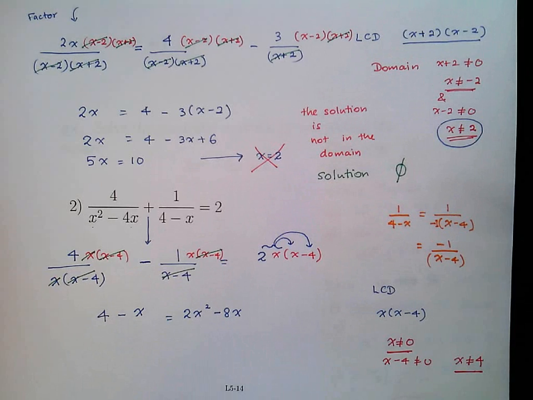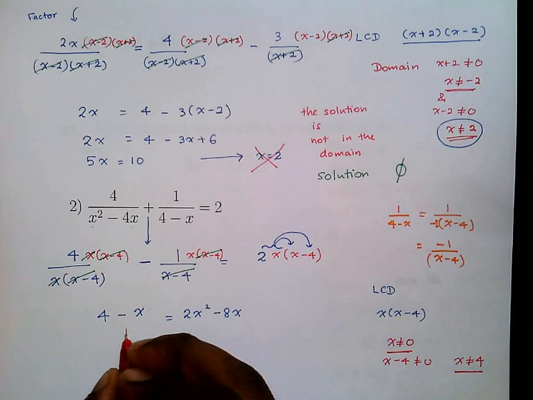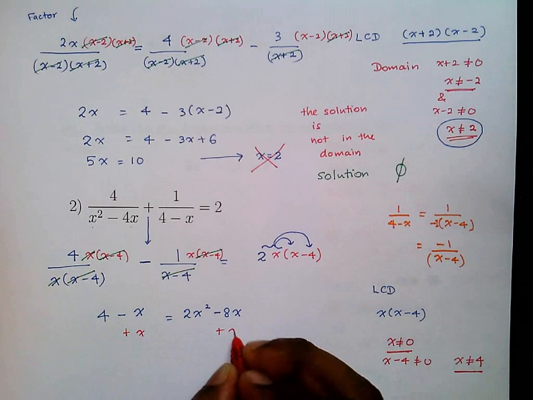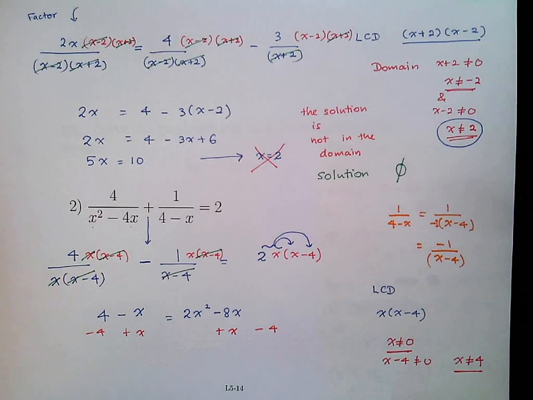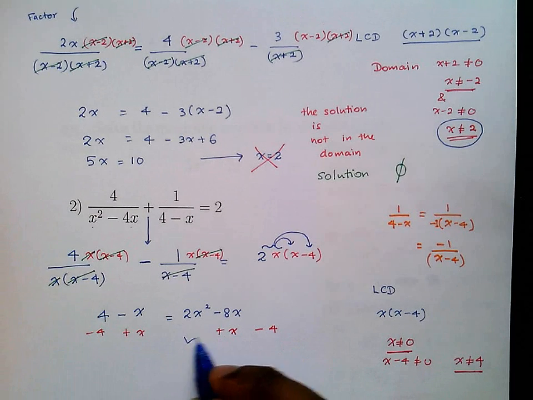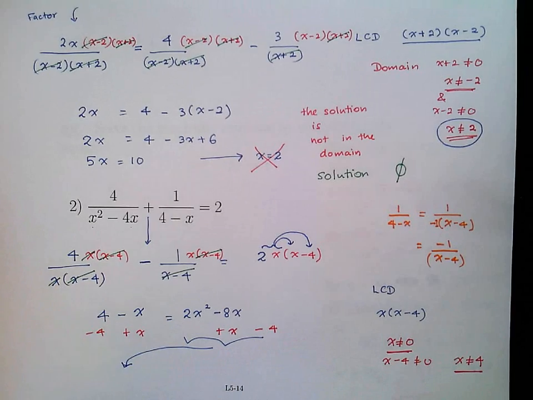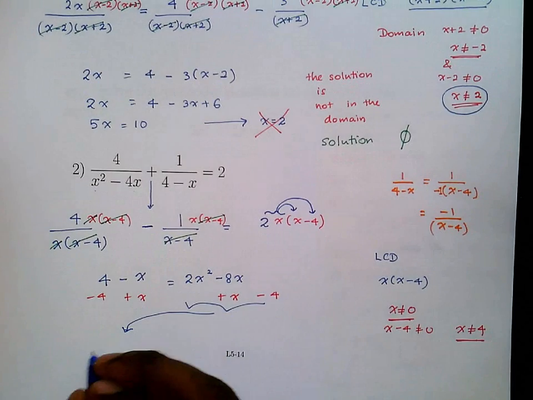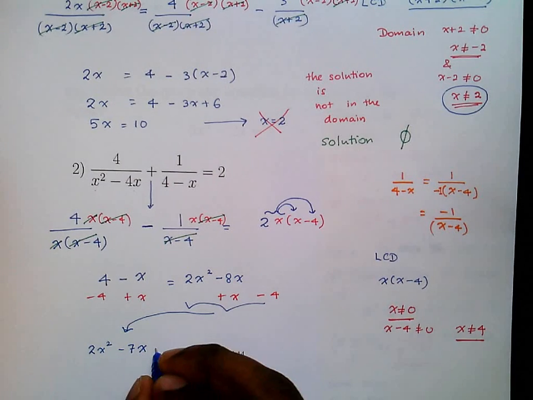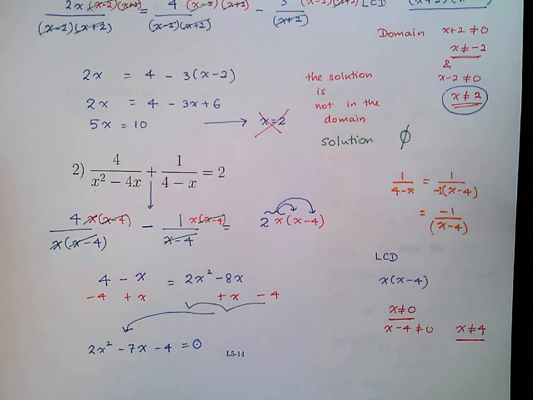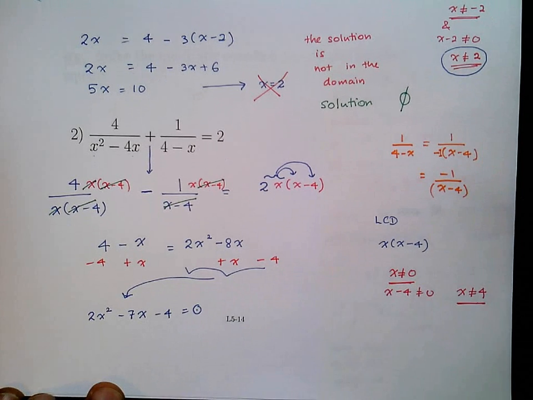Now let's move things around. I will try to move x to this side, and then 4 to this side, and then just write down whatever is here on the left hand side, because it's fun. Alright, so we get 2x squared minus 8x plus x is minus 7x, and then minus 4 is equal to 0. And you can see very well that it's a quadratic equation. And I wouldn't mind factoring this, so let's try to factor this.